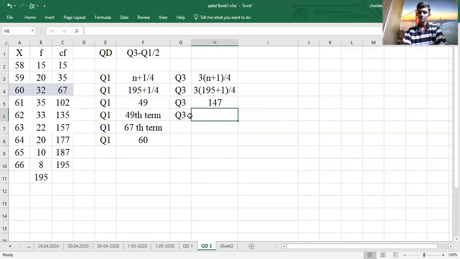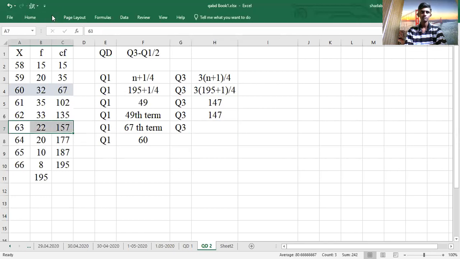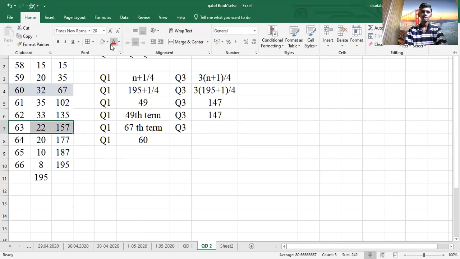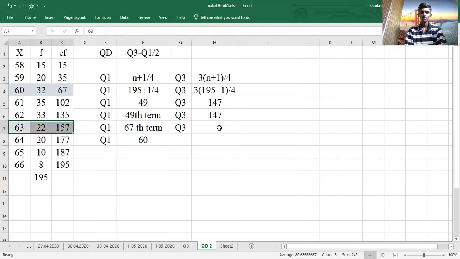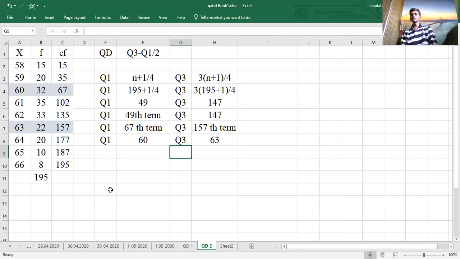Coming back to Q3, where is the 147th term lying? It is lying in the 157 cumulative frequency. Now for Q3, where is this 157 lying? It is lying in 63. So Q3 equals 63. Now just execute the formula and you will get the quartile deviation.